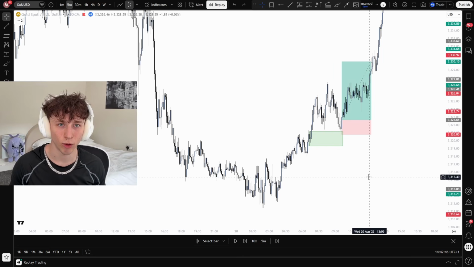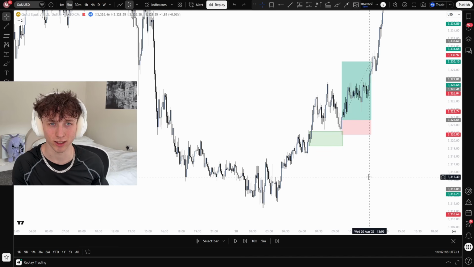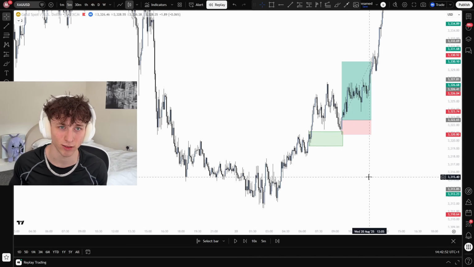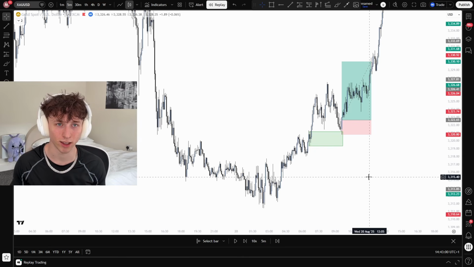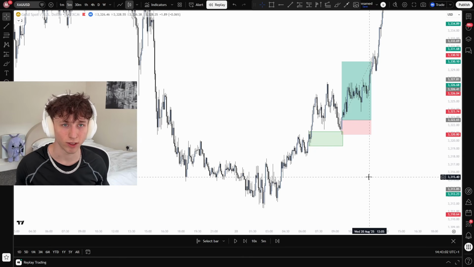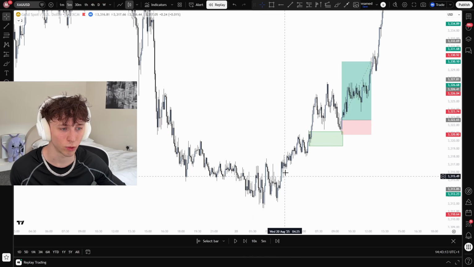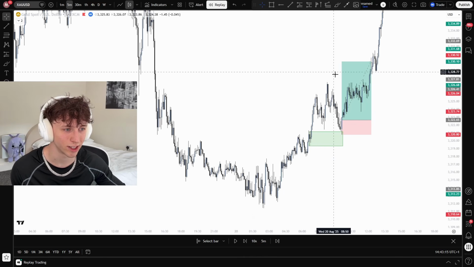Now, with breaks of structure being our main way to determine our trend, what's equally important is failures of breaks of structure. This tells us a lot about overall market sentiment when we see things like double bottoms, double tops, and just failures to break lows, especially when it's before we start breaking highs consistently and failing at lows.